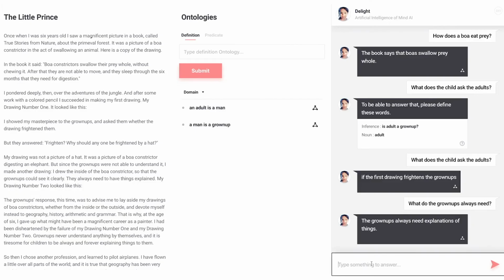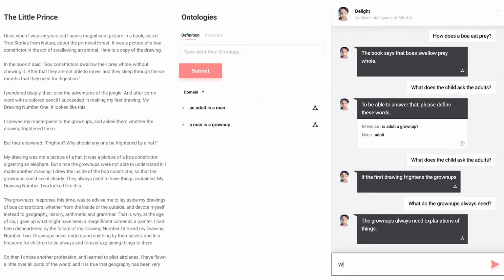Therefore, he shows the second drawing, and then after he shows the second drawing, he becomes disheartened. Let's see then what happens. Who learns how to fly?